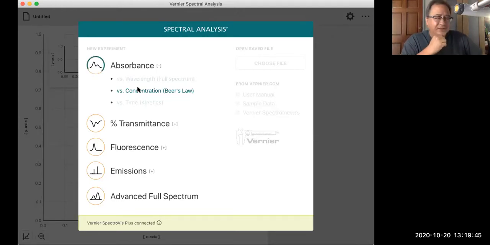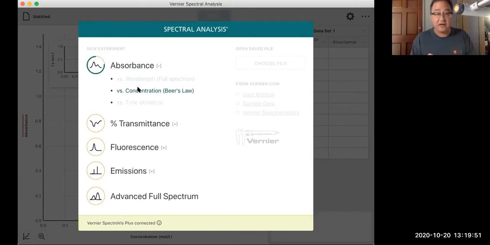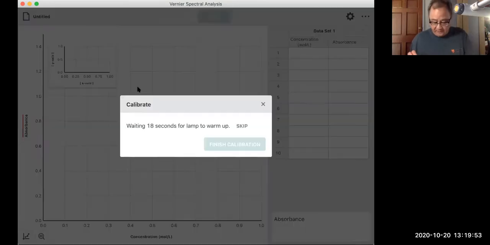And when it asks us, do we want to let the lamp warm up, we will say no, because the lamp has been going pretty well here for the last few minutes, so it's already warmed up. Actually, we can wait this 15 seconds. So I'm going to show you how to set up the calibration curve and the information that you get, and then we will determine the concentration of the solution where we don't know its concentration.